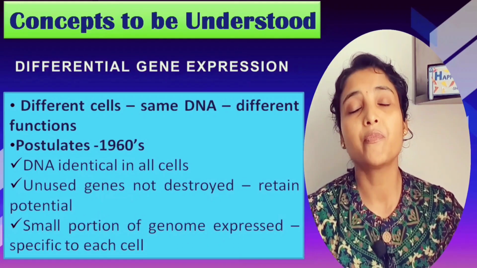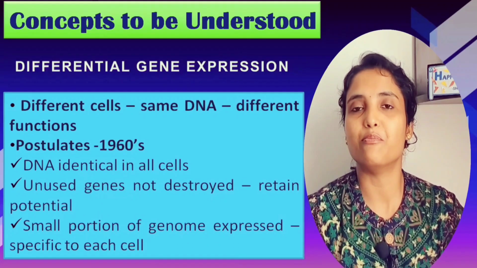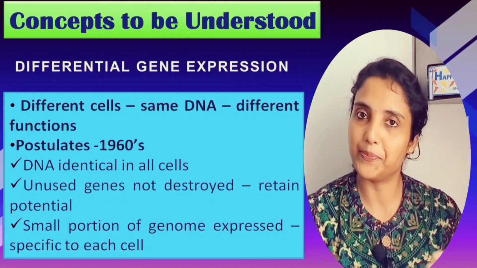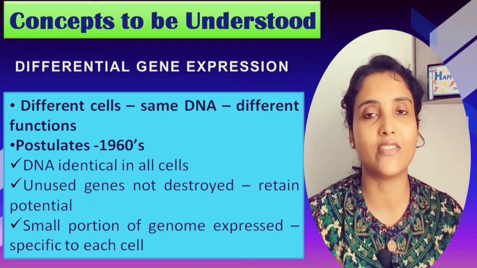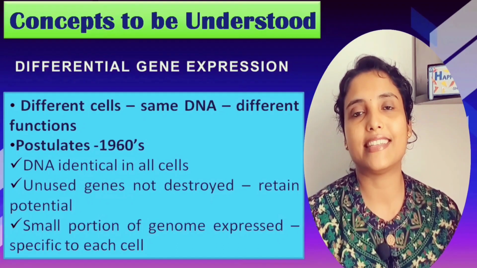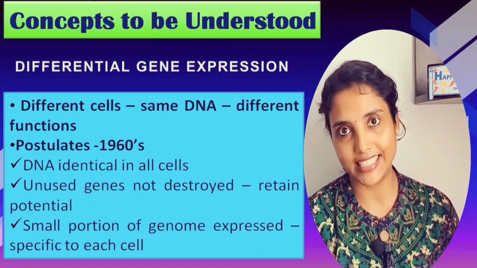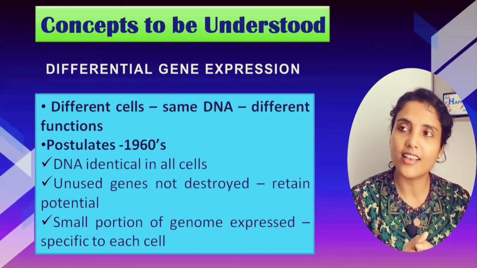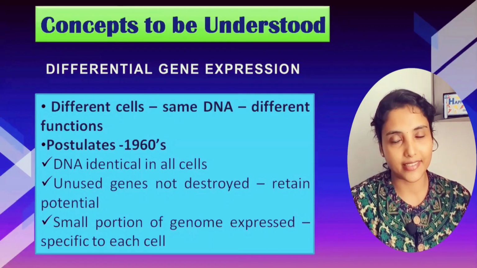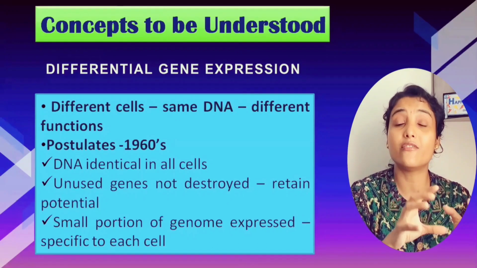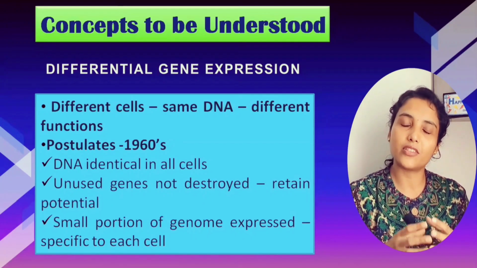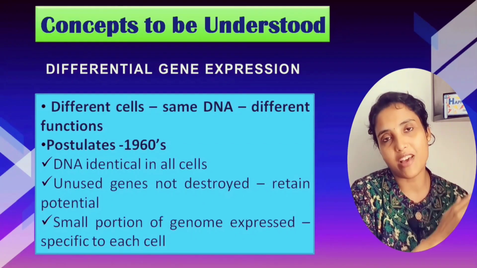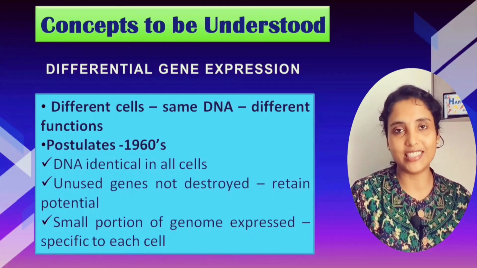If you have your DNA, all the genes are present in all the cells, but only a very small portion is expressed. And that is actually predetermined. It is specific to specific cells. So these postulates actually help to define what differential gene expression is. Differential gene expression can be studied between different organisms. It can be studied between different tissue samples. It can be studied between different sets of samples from the same organism also. So you can do a variety of studies on differential gene expression.